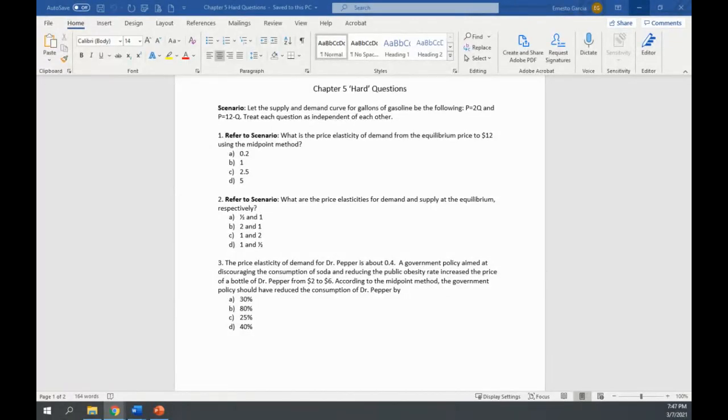So we'll be solving number 3 from chapter 5, hard questions. Number 3 states, the price elasticity of demand for Dr. Pepper is about 0.4. A government policy aimed at discouraging the consumption of soda and reducing the public obesity rate increased the price of a bottle of Dr. Pepper from $2 to $6. According to the midpoint method, the government policy should have reduced the consumption of Dr. Pepper by 30%, 80%, 25%, or 40%.